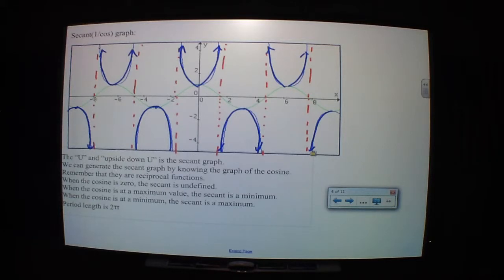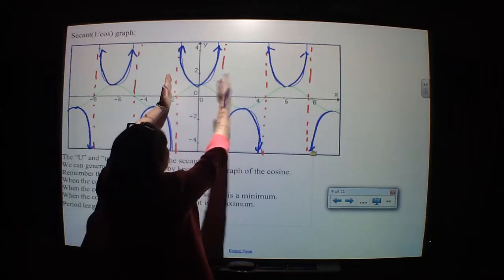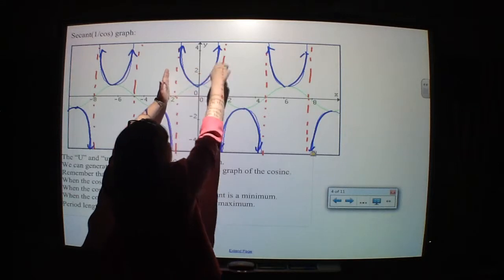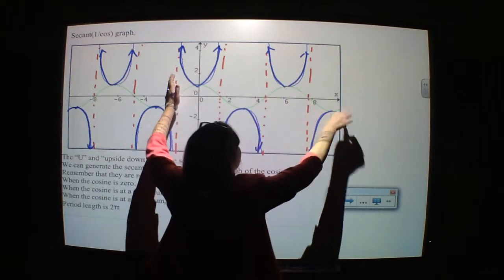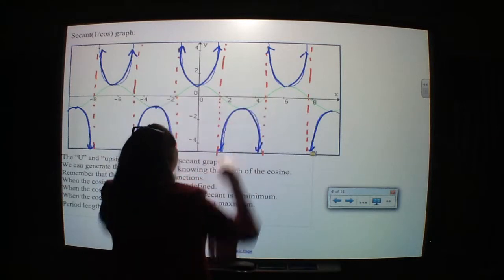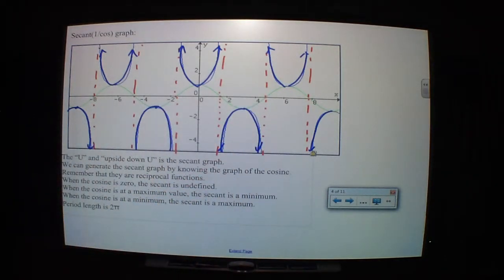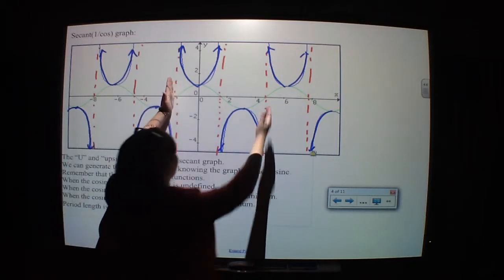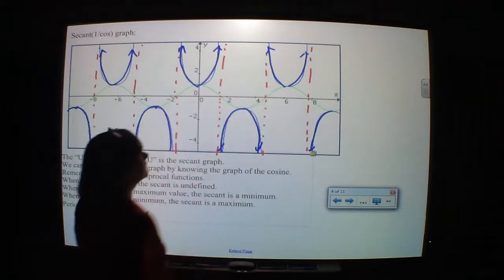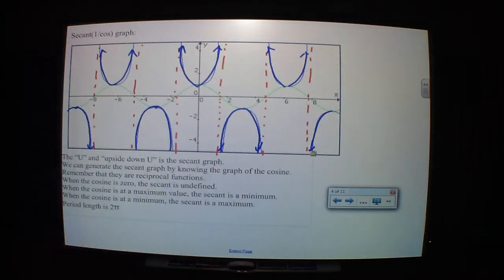Wherever cosine is 0, secant is undefined. When cosine is at its maximum value, secant will be at a minimum value. When cosine is at a minimum value, your secant will be at a maximum value. And then how long does it go before it starts repeating itself? Well, here, and then it starts repeating itself, because here's a u, here's an upside down u, and then it repeats u, upside down u. So from here to here is pi, plus pi, 2 pi. Yeah, that's 1 period, 2 pi. Okay, so that's a regular cosine graph.